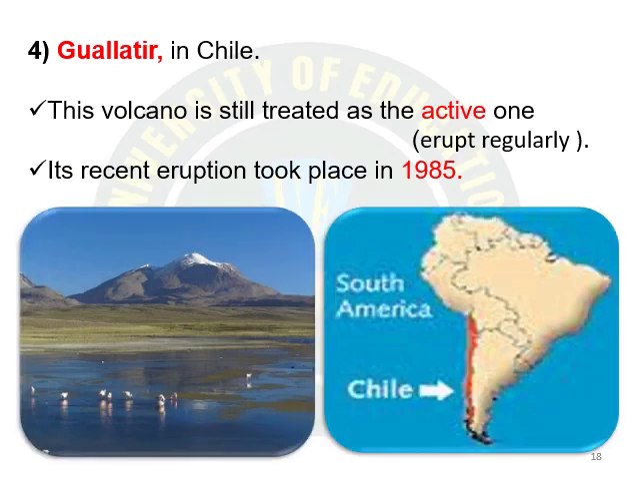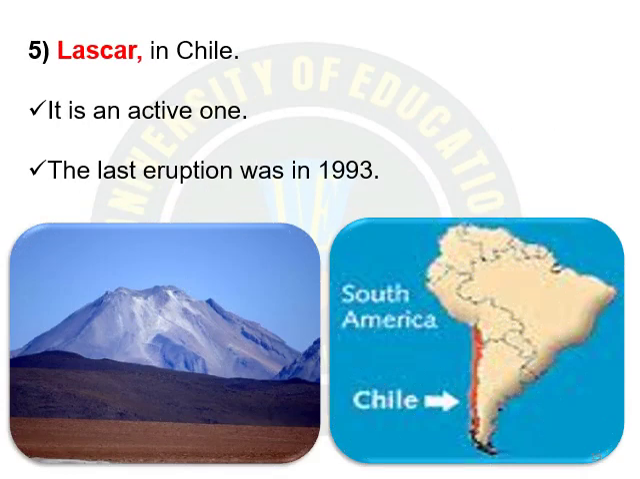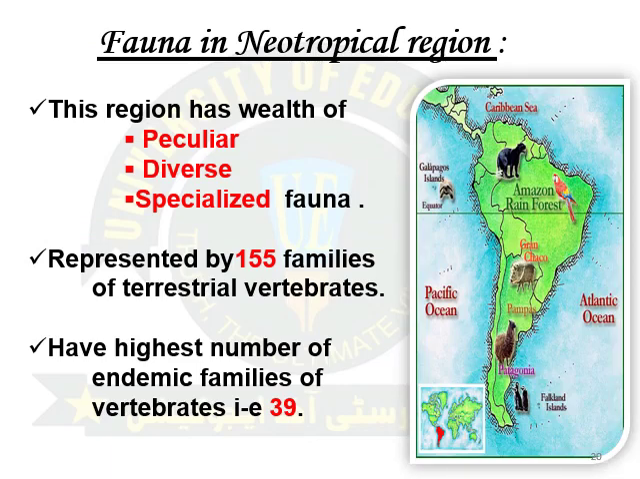Fourth one is the Guallatiri, which is located in Chile. This volcano is still treated as the active one. It means it erupts regularly. Its recent eruption took place in 1985. The fifth important volcano is the Lascar, which is located in Chile. It is also an active one. Its last eruption was in 1993.